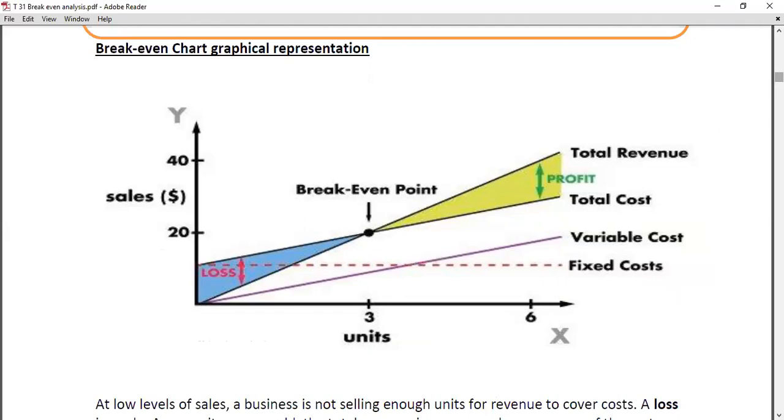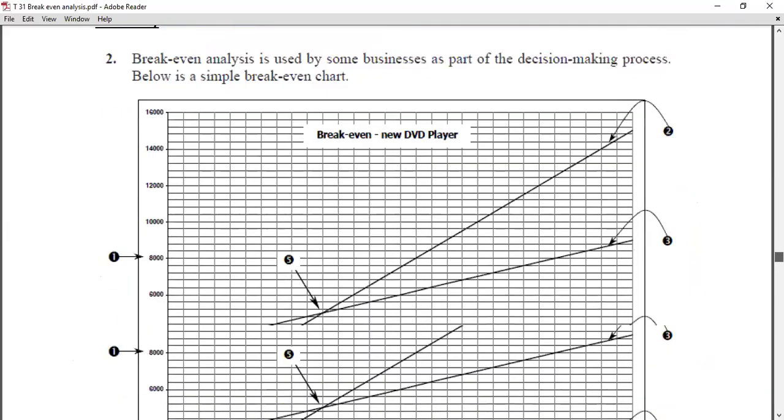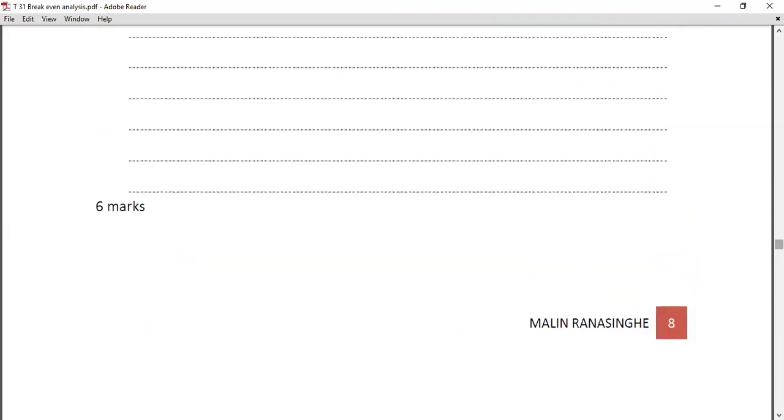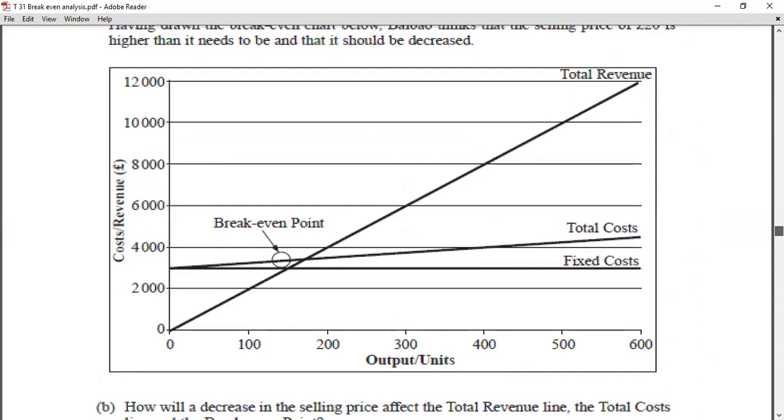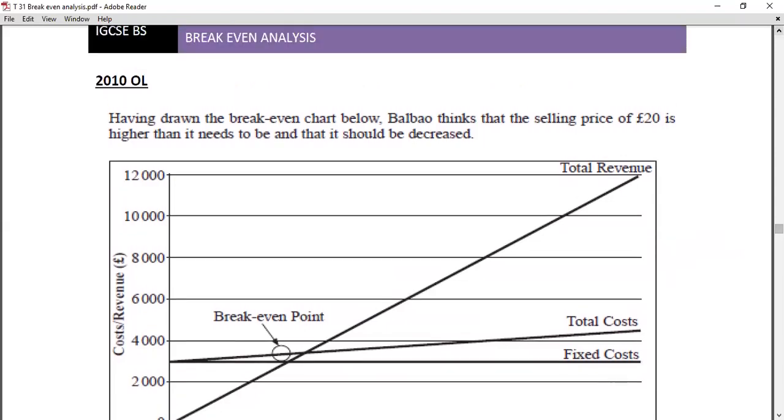But sometimes there is a past paper question, I'll show you one. If you go to page number 8 of my handout, you can see they're asking you to draw the break-even point in the chart below. This is a 2010 O level past paper question. The business thinks that the selling price of 20 pounds is higher than it needs to be and should be decreased. So this is a little technical question.